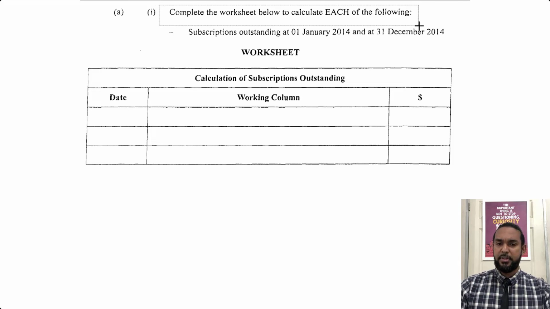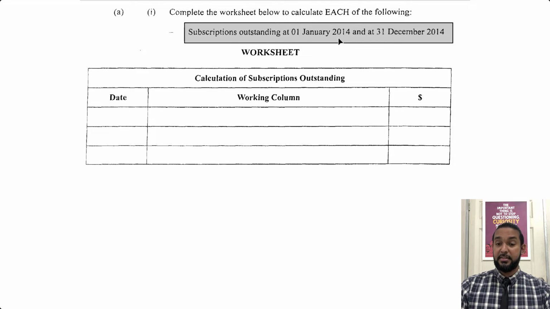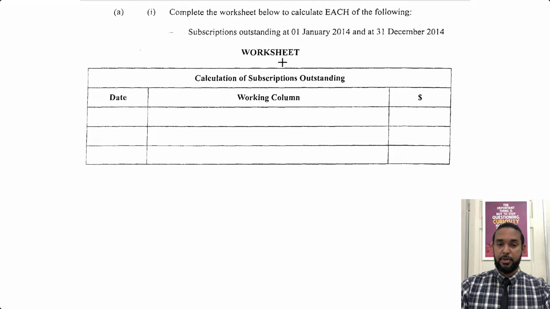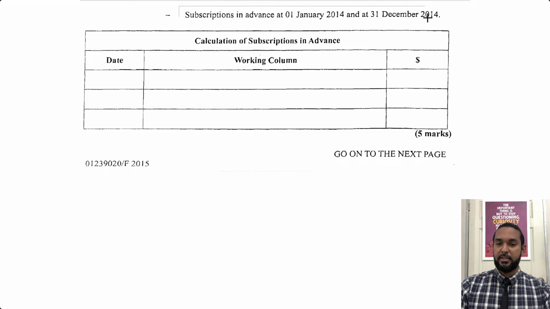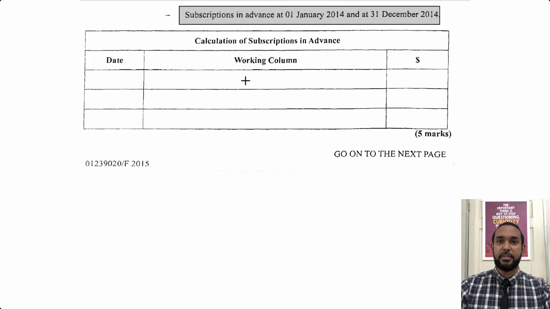Okay, so let's take a look at the first two things they want. It says complete the worksheet below to calculate each of the following. The first thing they want is subscriptions outstanding at the start and at the end of the year. So you have a worksheet here. You also have to calculate subscriptions in advance at the start and at the end of the year, and there's a very similar looking worksheet here. So let's scroll back up to the information and I'll walk you through exactly how to do this.